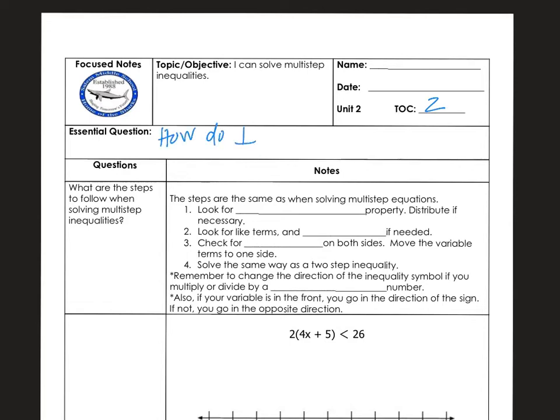how do I solve multi-step inequalities? First, let's go over the steps. It's very similar to following multi-step equations.